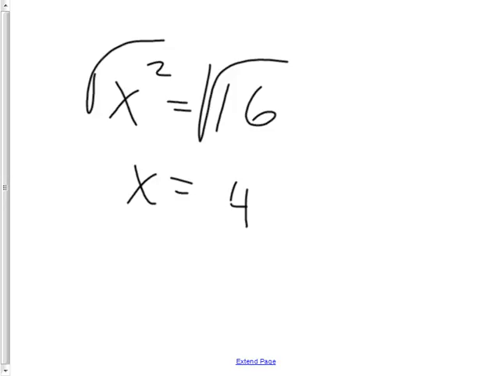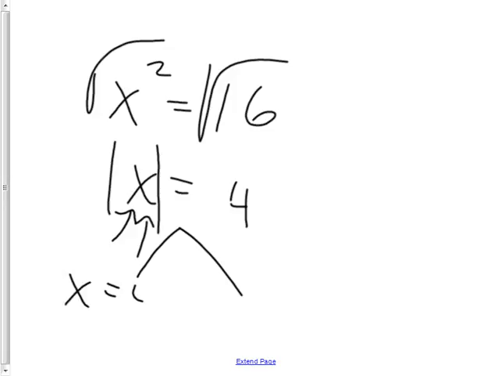But the square root of x squared is not x, it's what? Absolute value of x. And now you're allowed to break it into its 2 parts, because an absolute value needs 2 things. What's in here could either be 4, or what's in here could be negative 4. So you say x equals 4, and x equals negative 4.